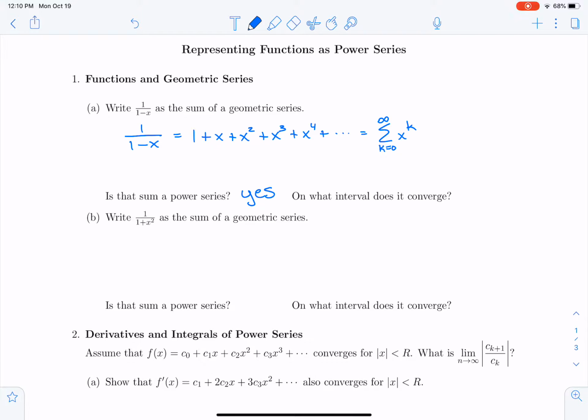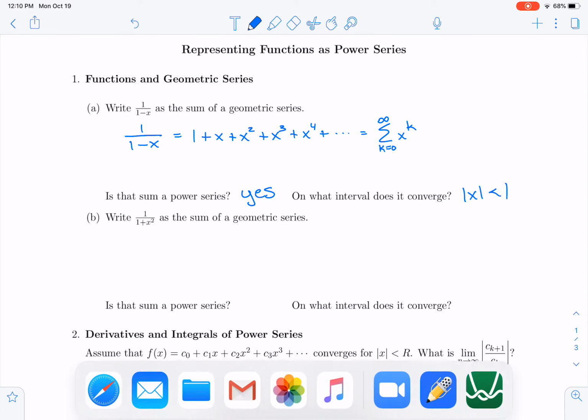And we know that this geometric series converges as long as the absolute value of x is less than 1. And so we can say that this function, 1 over 1 minus x, can be written as an infinite series as long as absolute value of x is less than 1.